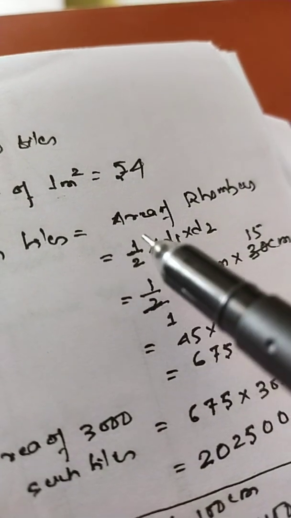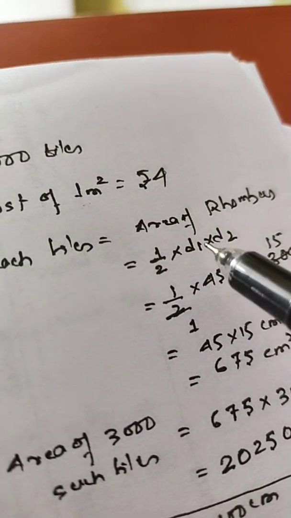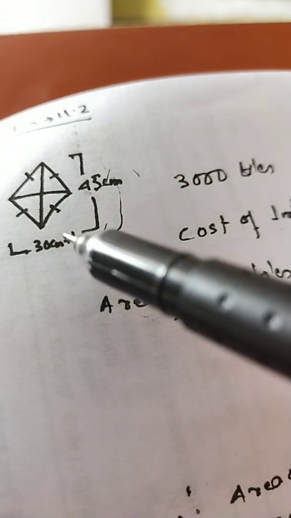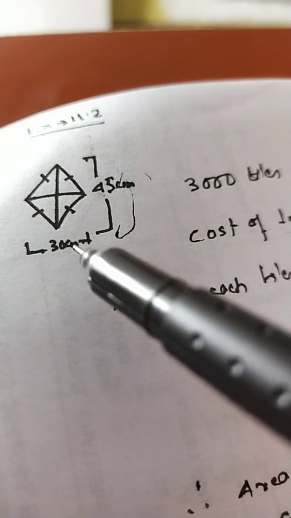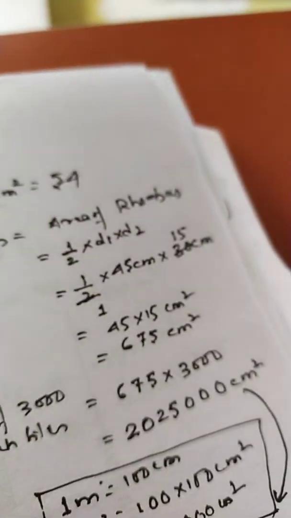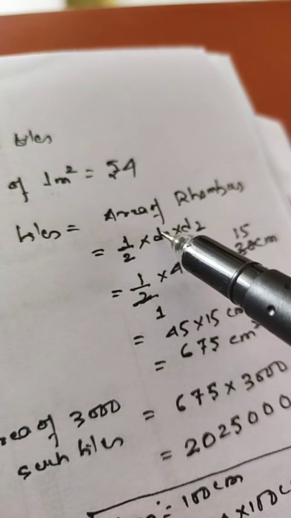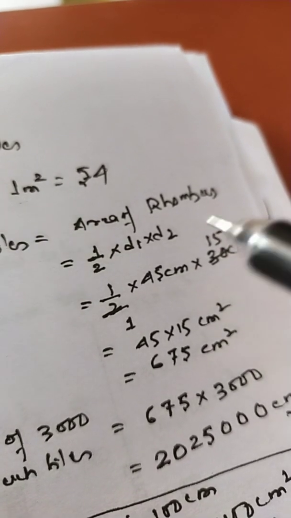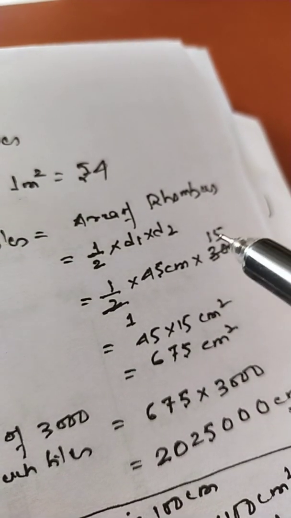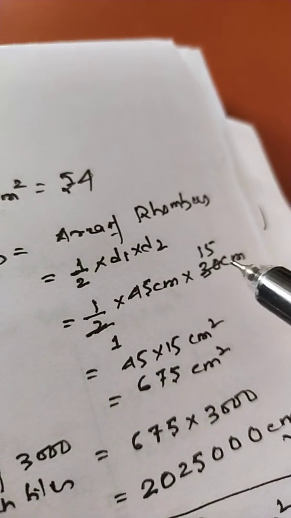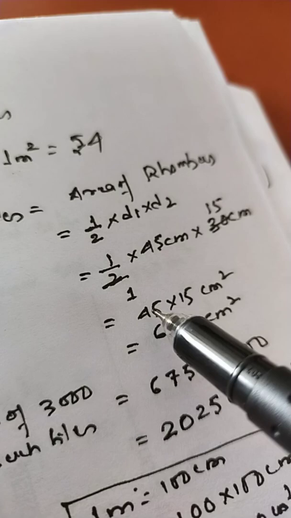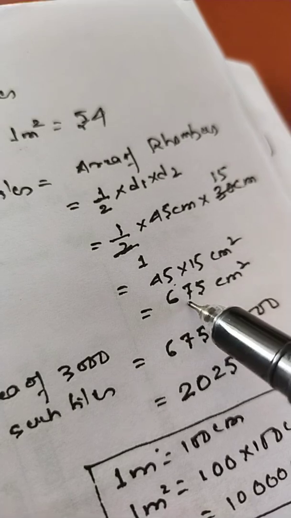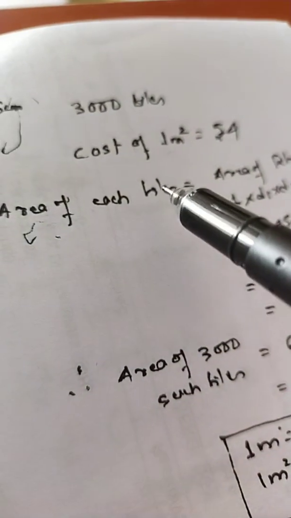Now we'll write the formula for the rhombus, that is 1/2 into d1 into d2. So we'll consider this as d1 and this as d2. You can consider 30 as d2 and this as d1 also, no problem with that. So half into, in place of d1 we'll put 45 centimeter, in place of d2 we'll put 30 centimeter. If you carefully observe, 30 can be reduced by 2, so we'll get 15. So the product of 45 into 15 will give you 675 centimeter square. So this is the area of each tile.